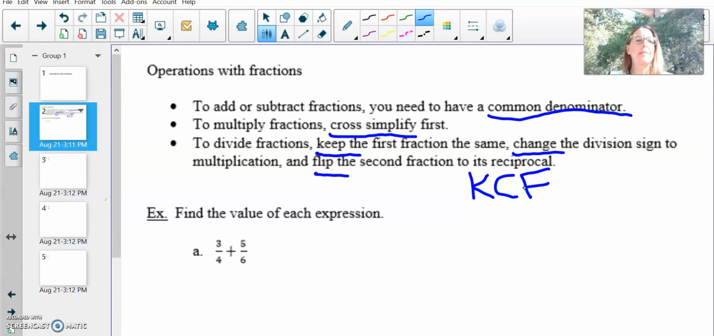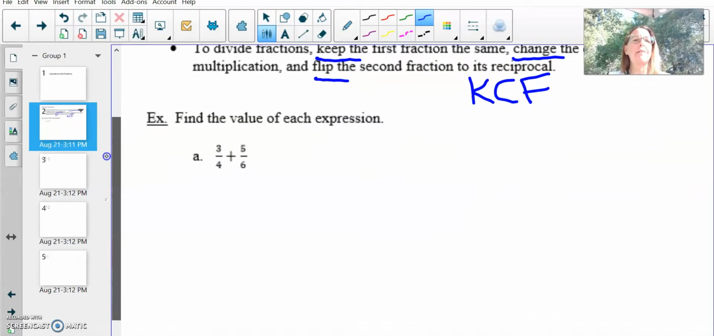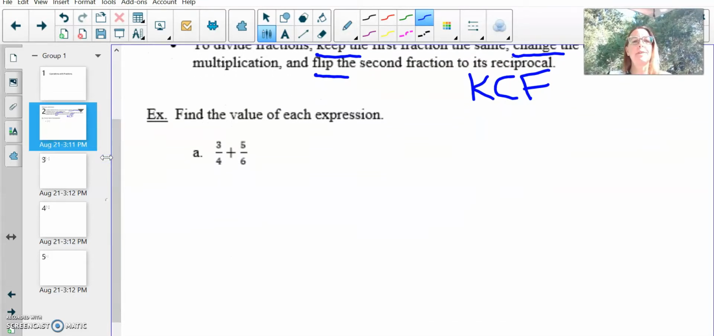So looking at our first example, find the value of each expression. 3/4 plus 5/6. In order to add these together, I first have to have a common denominator for 4 and 6. So the smallest number that you can divide evenly by both 4 and 6. The smallest number there would be 12.